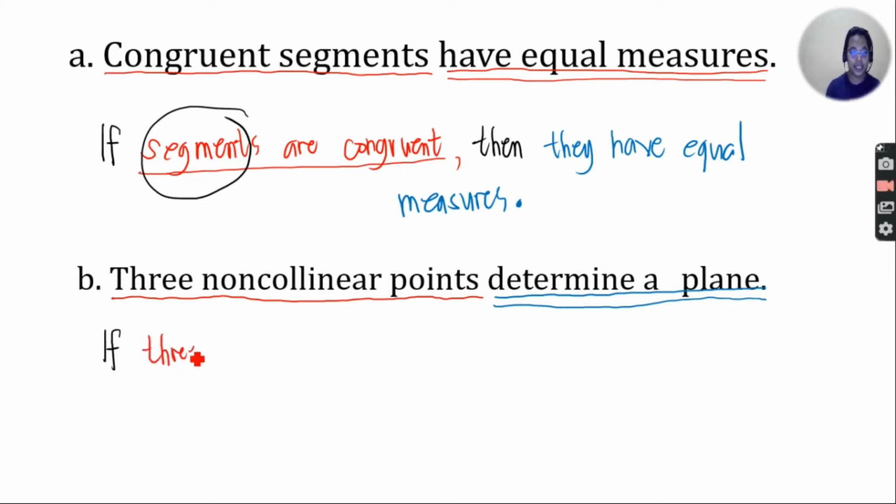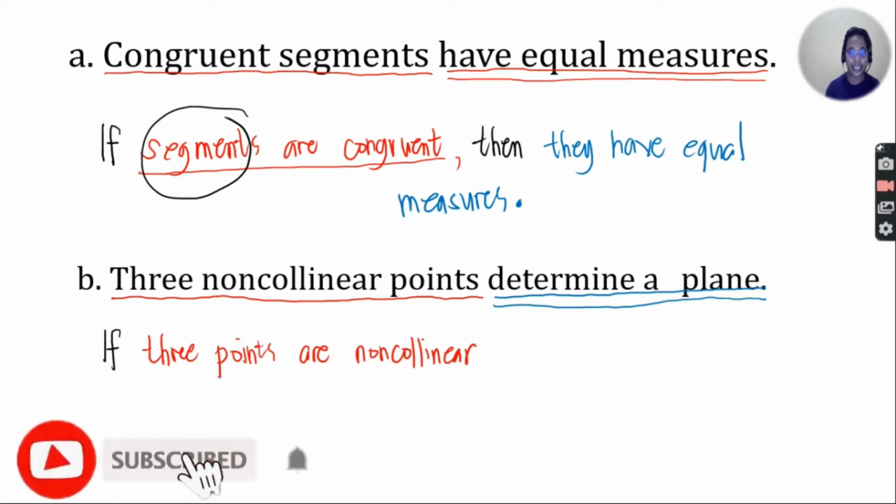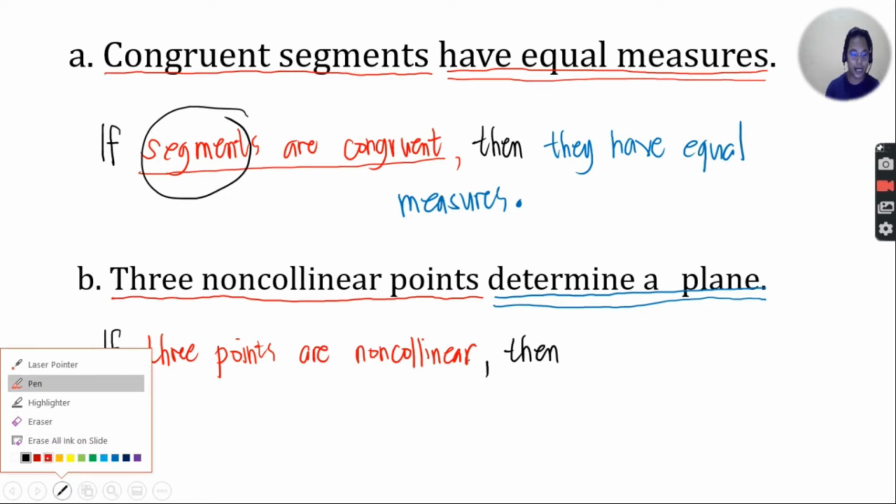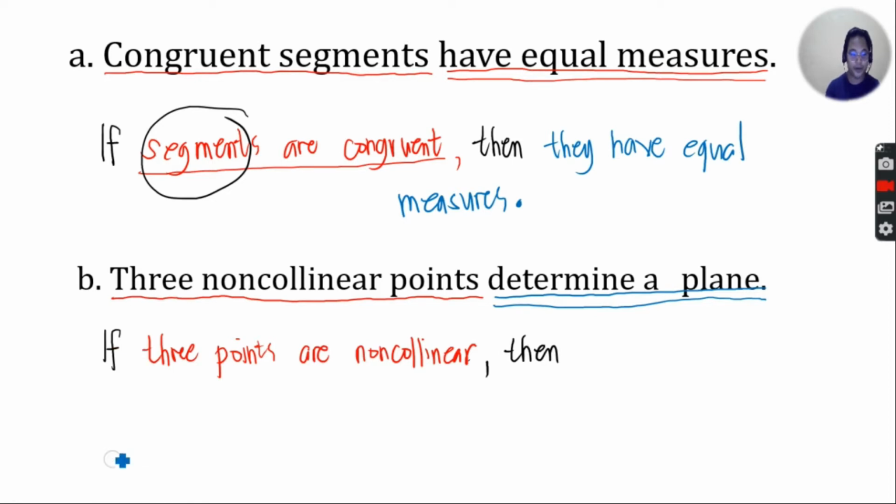So, if 3 points are non-collinear. So, ayan po. So, naging sentence na po siya. Meron na tayong subject, meron na tayong predicate. So, non-collinear yung ating 3 points po. So, nakabuo tayo ng isang sentence. Then, since 3 points po siya, marami po. So, ang ating gagamiting pronoun ay then, they determine a plane po.